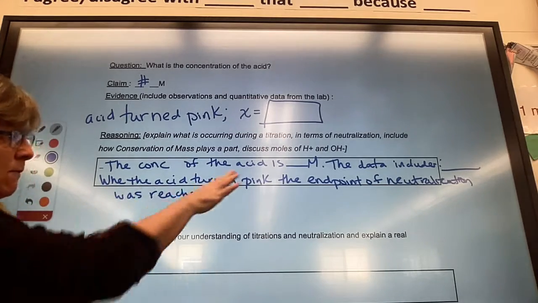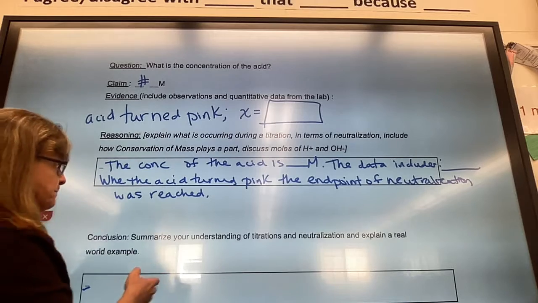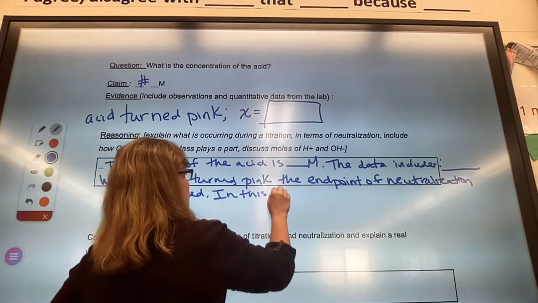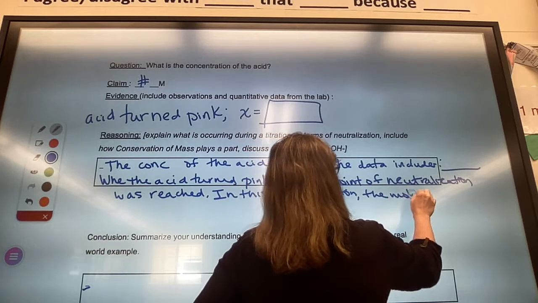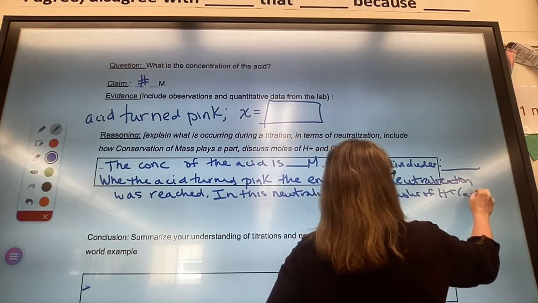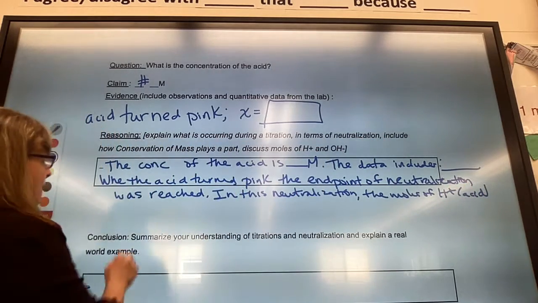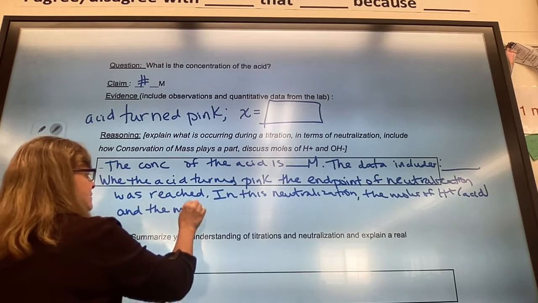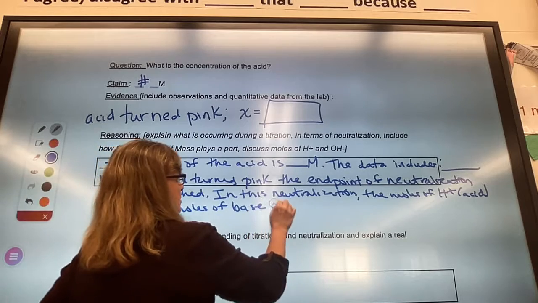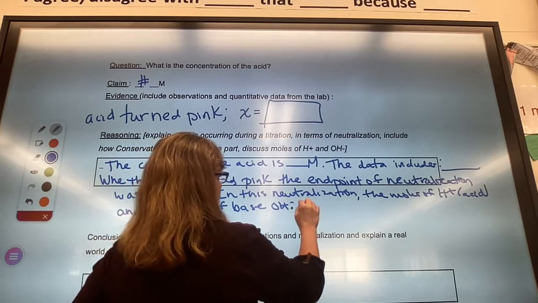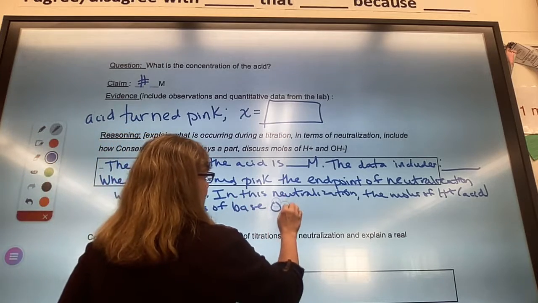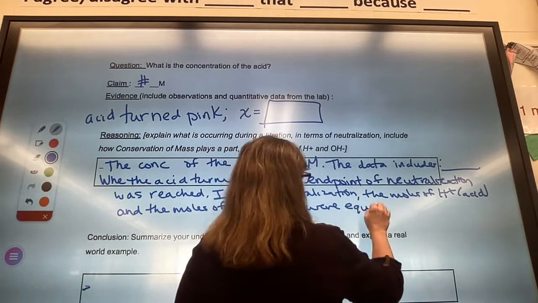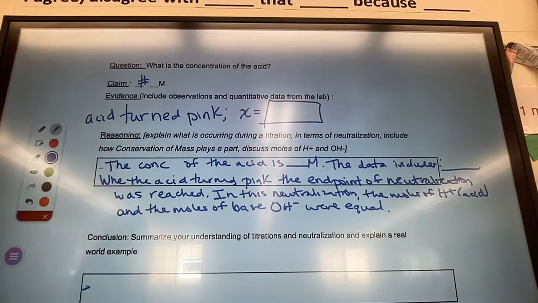Again, pause the video as you need. But we use this word neutralization. We need to explain that further. In this neutralization, the moles of H+, which is my acid, use your vocabulary, H+, and the moles of base, which is our hydroxide, that's our base. Okay. Sorry, no. Let me clean this up a little. OH- were equal, right? They were neutral. The acid neutralized the base, so we know that the moles of the H+, the acid, equaled the OH-, the base. They were equal. They were neutral.